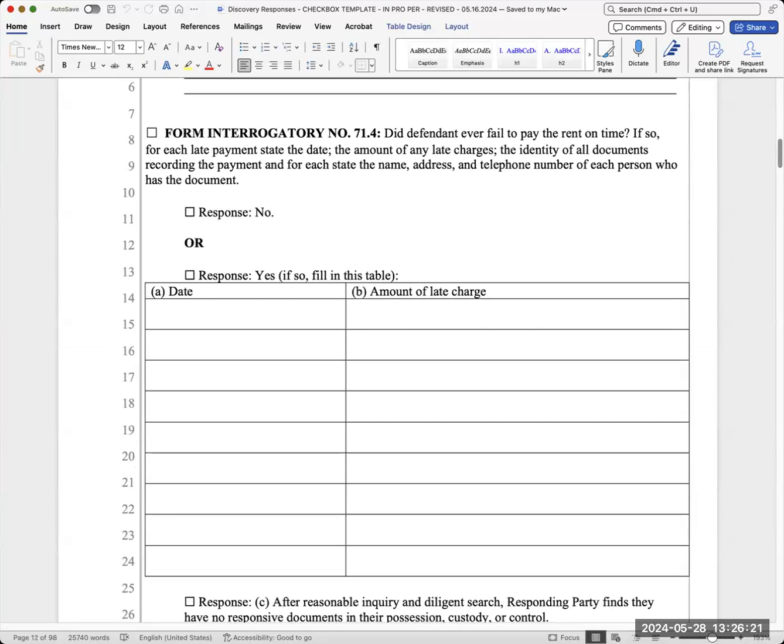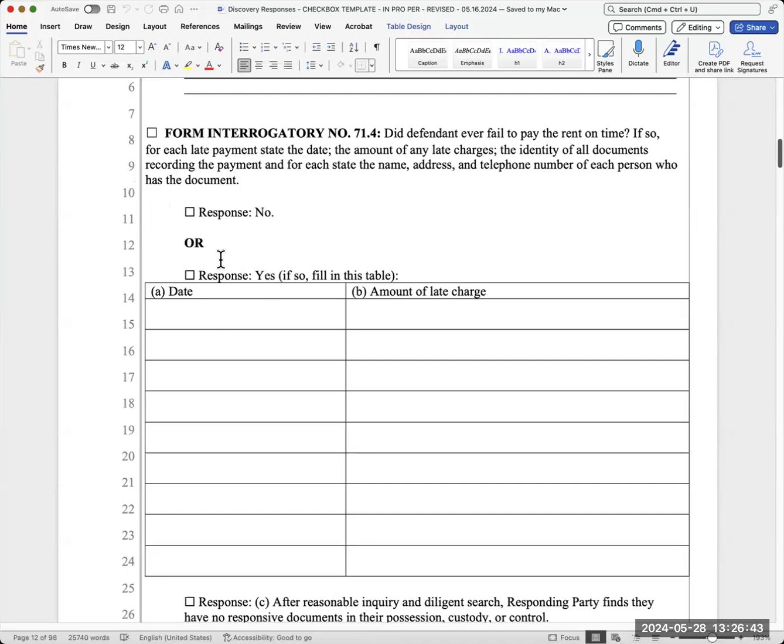71.4. Did the defendant ever fail to pay the rent on time? If so, for each late payment, state the date, the amount of any late charges, the identity of all documents recording the payment, and for each, state the name, address, and telephone number of each person who has the document. If you always paid your rent on time, usually on the first of the month, you can check here.